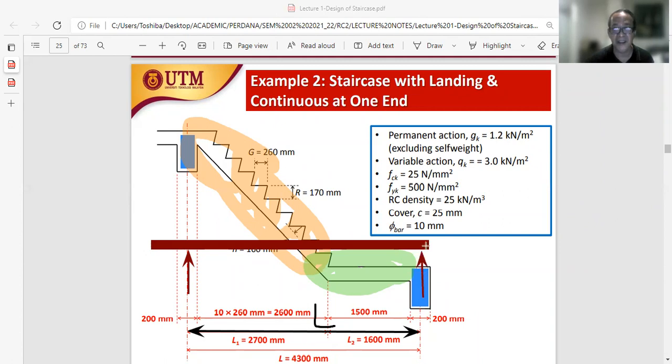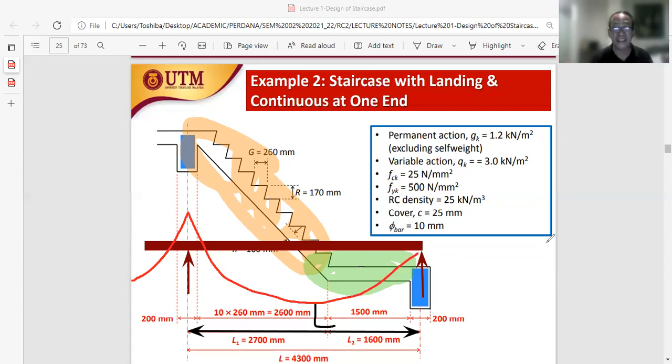So it means that our staircase can now be clearly identified as a continuous staircase, but continuous only at one end of the support. It is still a continuous staircase, but it is continuous on one end only, on the left hand support. It is not continuous on the right hand support, which gives an indication that the bending moment diagram would look like this. This would be the shape of the bending moment diagram.